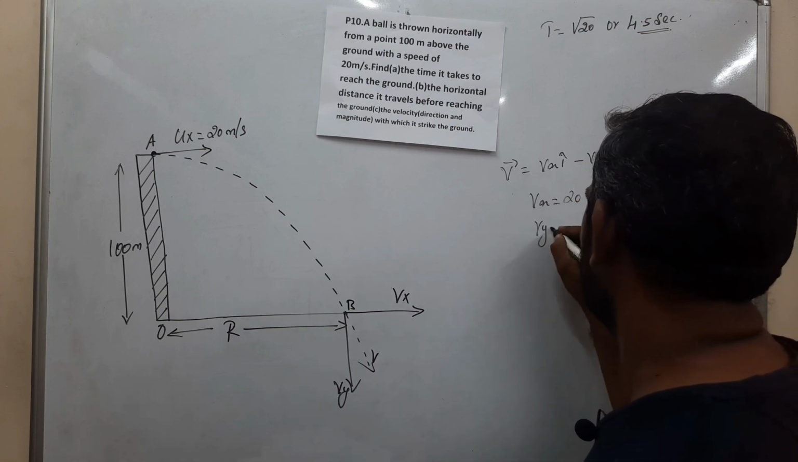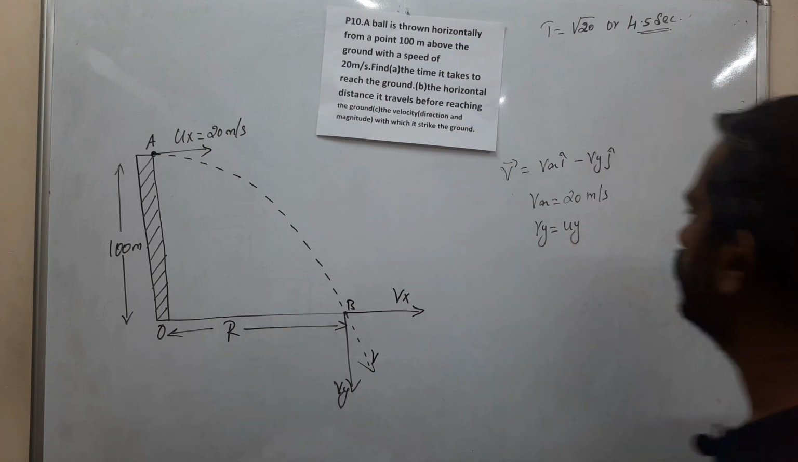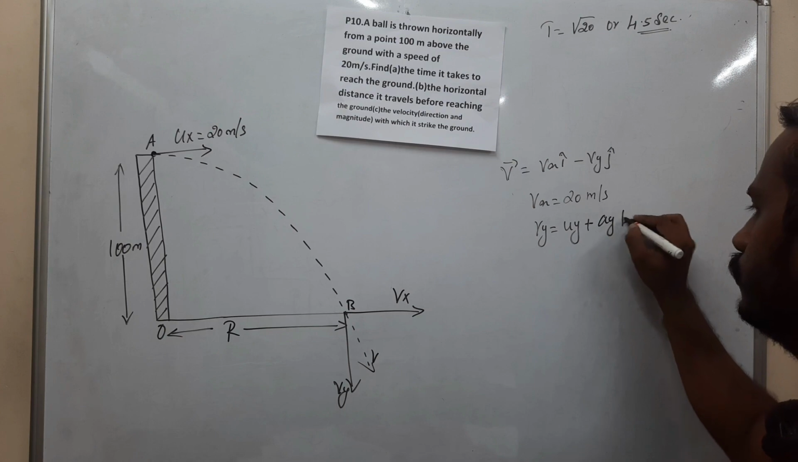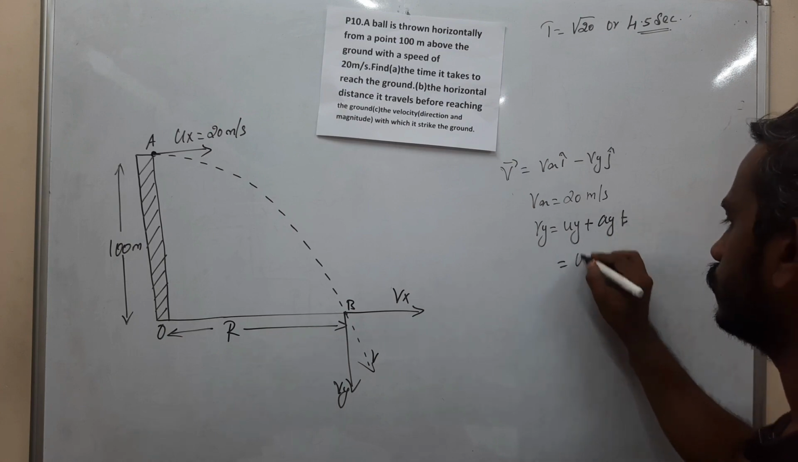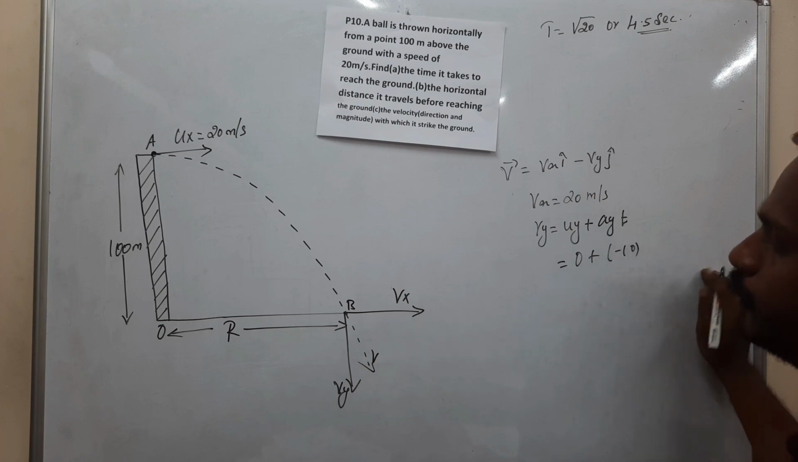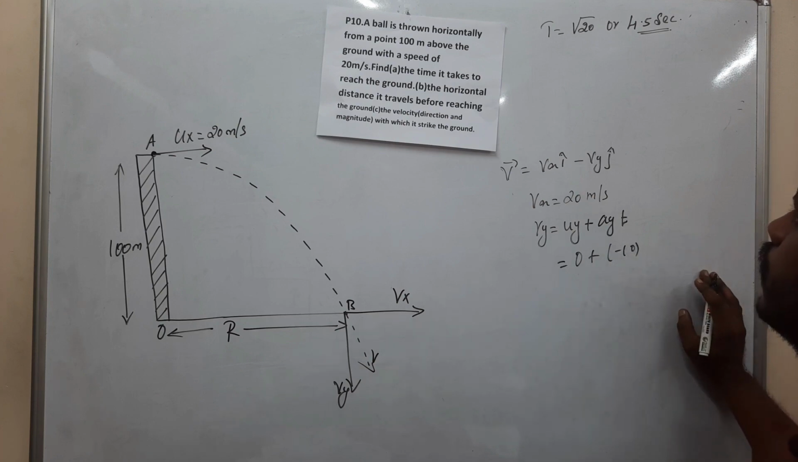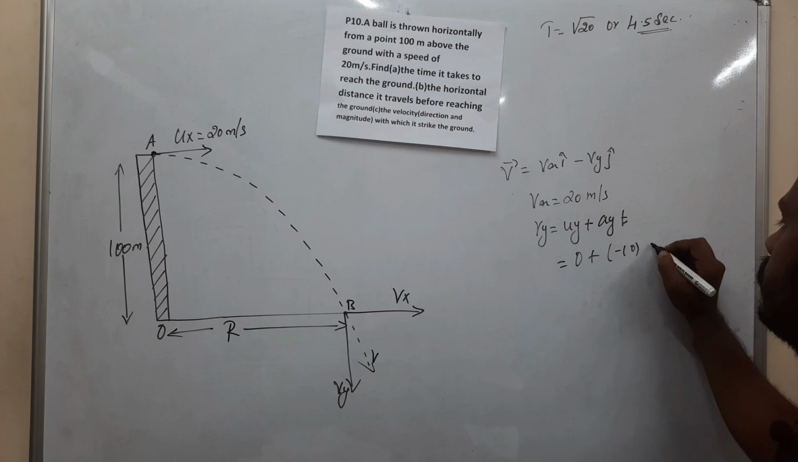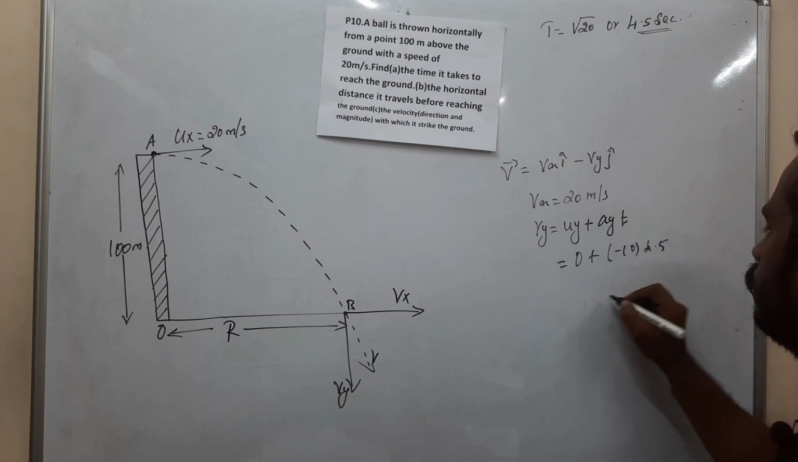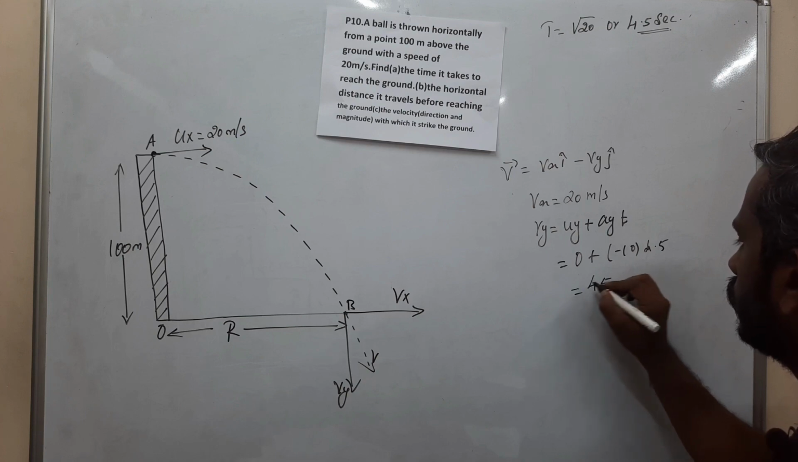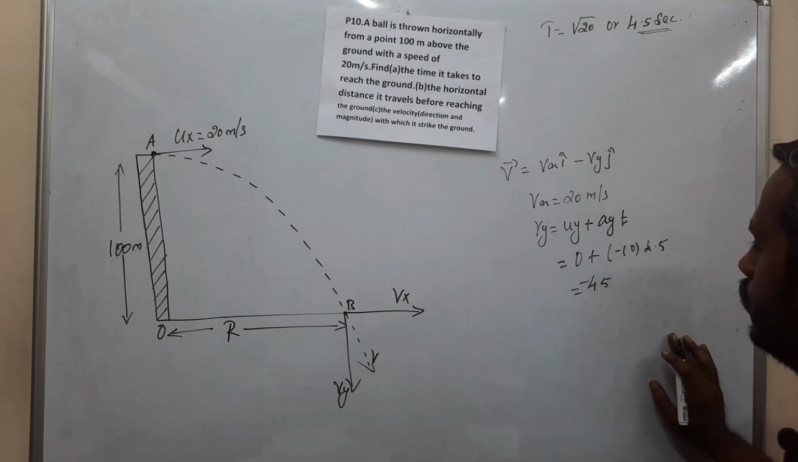What is vy? Vy is equal to uy plus ay into t. What is uy? That is 0, plus what is ay? That is minus 10 into t, that is 4.5. So that's equal to minus 45.